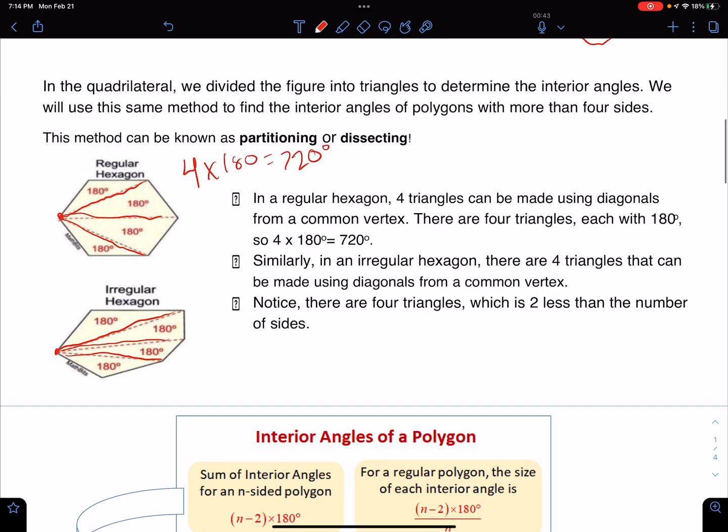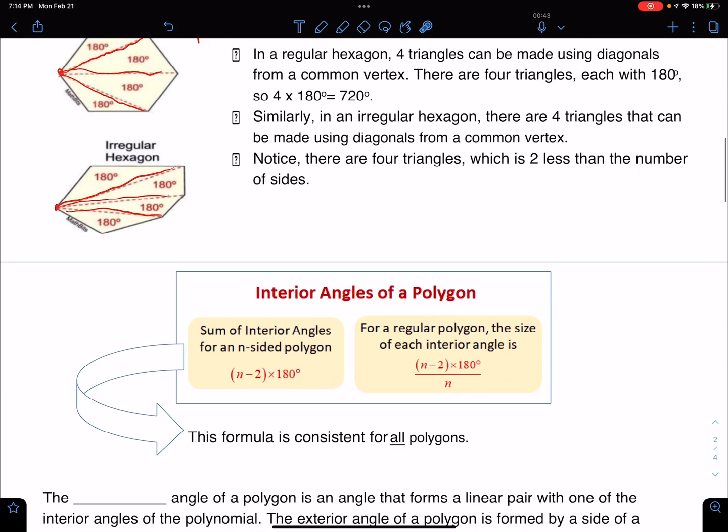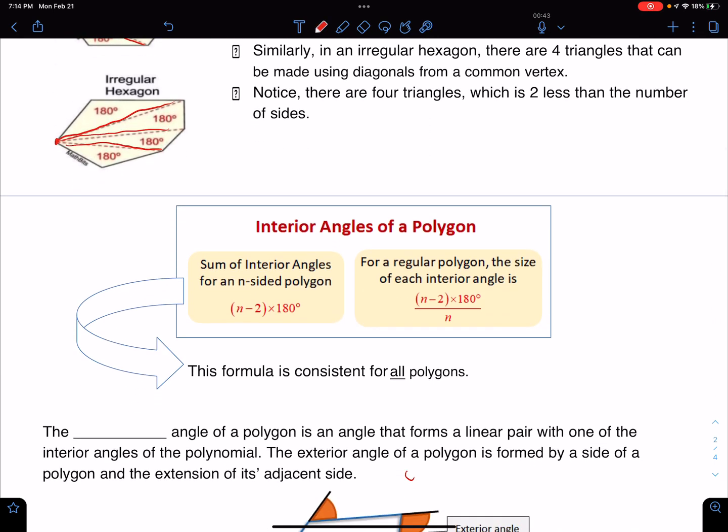Okay, so I should notice a pattern here. There's four different triangles, and there's 6 different sides. So keep that in mind. What do we notice here? This hexagon and this hexagon have the same degrees. This method of breaking it down into triangles is called partitioning or dissecting. What we noticed earlier is that there's 4 triangles in a hexagon, so 2 less than the number of sides.